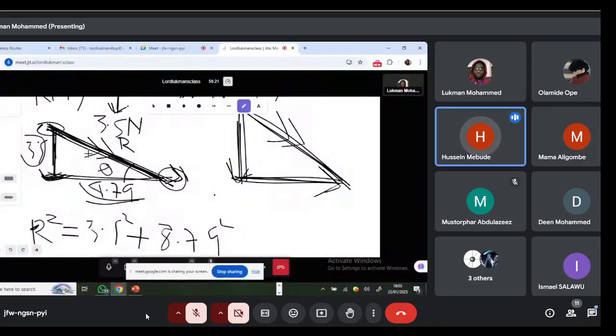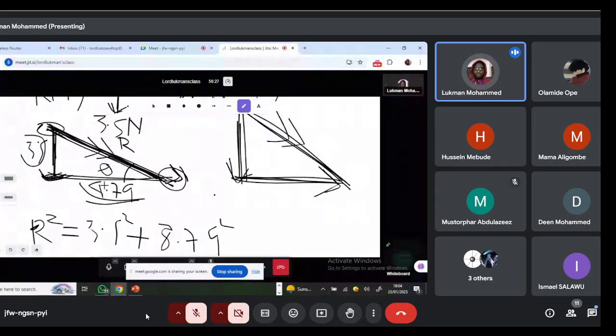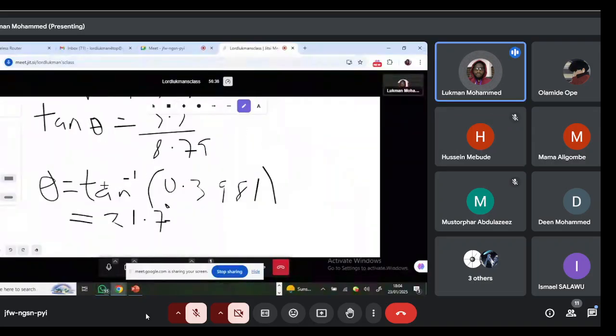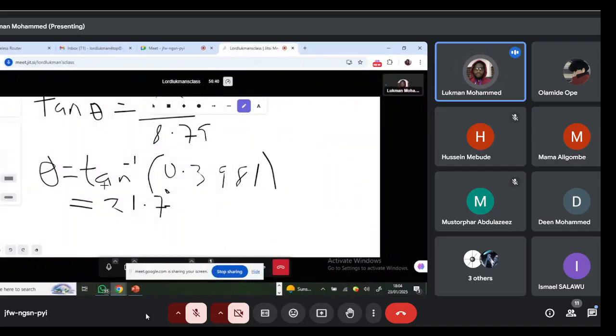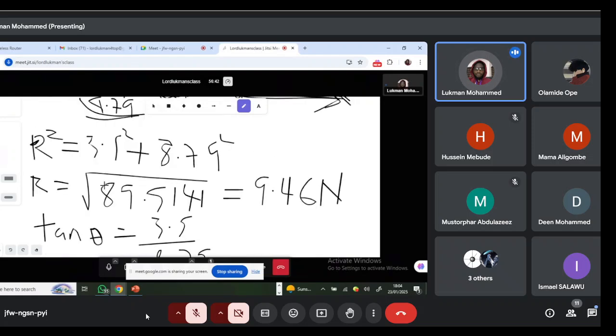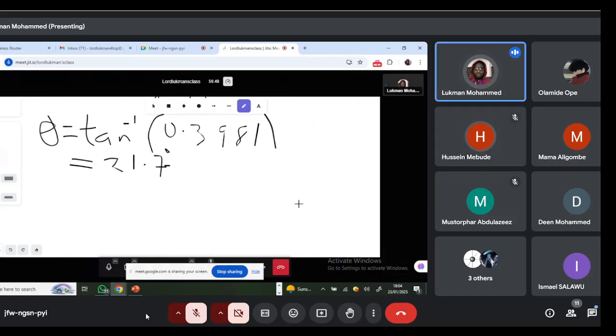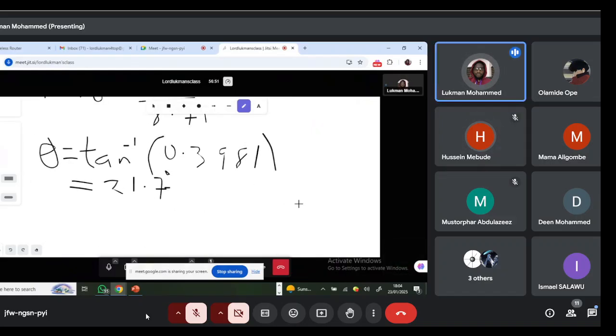0.5 is opposite, while 8.79 is adjacent. So you said opposite and adjacent. So what between sine, cosine, and tangent is talking about opposite and adjacent? Okay, thank you very much. Next time I'm going to make you answer the questions by yourselves. So now, do you understand how to use Pythagoras theorem in getting the total resultant as well? Yes, sir. So we got arc tan of that angle to be this.